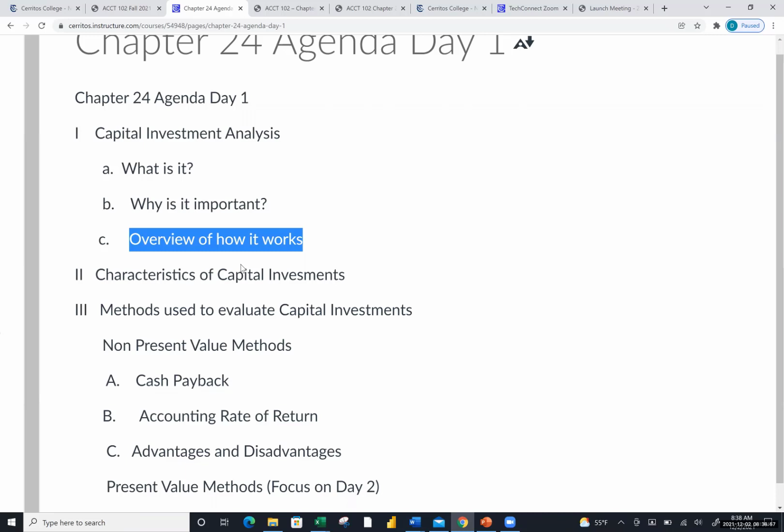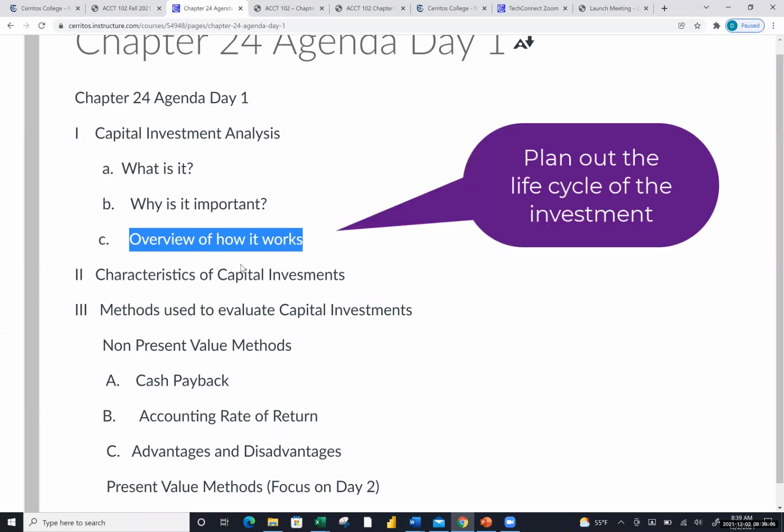And then we'll talk through the PowerPoint and also through the handout an overview of how it works. Basically, what we're after is we need to plan out the life cycle of this investment, which means how much is it going to cost up front? How much is it going to cost to maintain over the life? What type of cash flows or net income is it going to bring back to us? When you get to your upper level finance classes, you'll talk about income tax complications as well. In this class, we're just doing the bare basics.